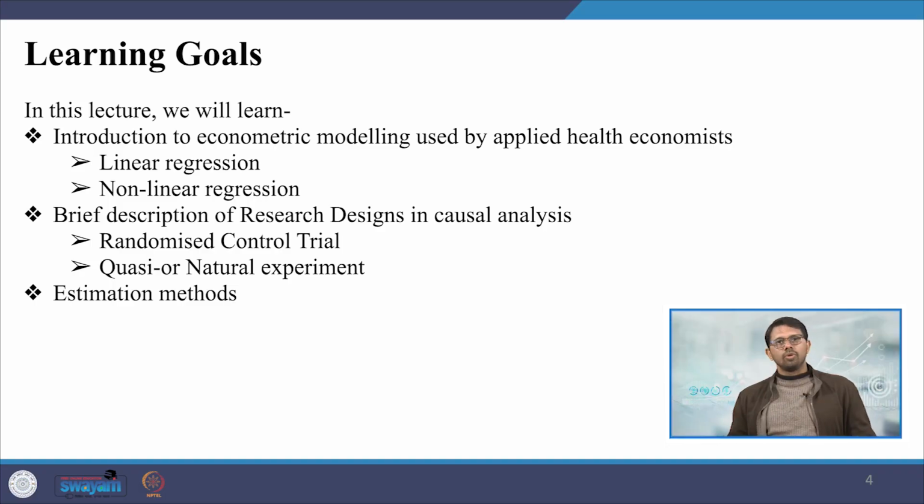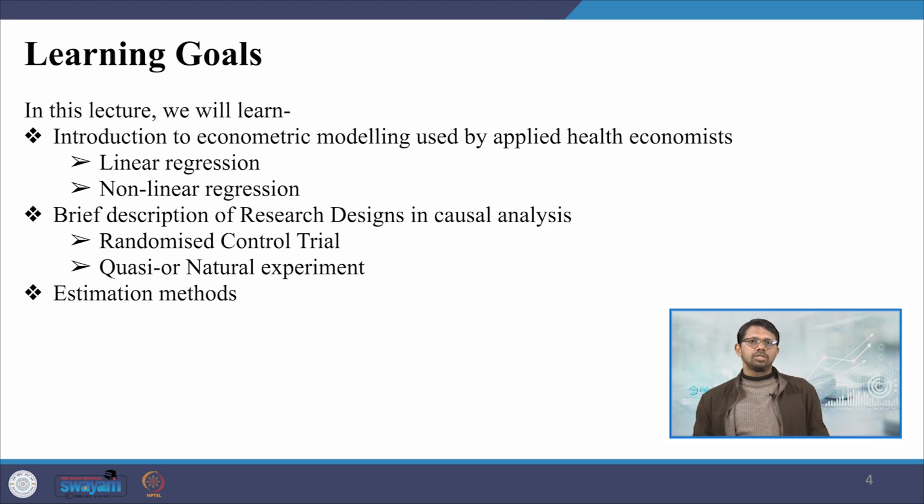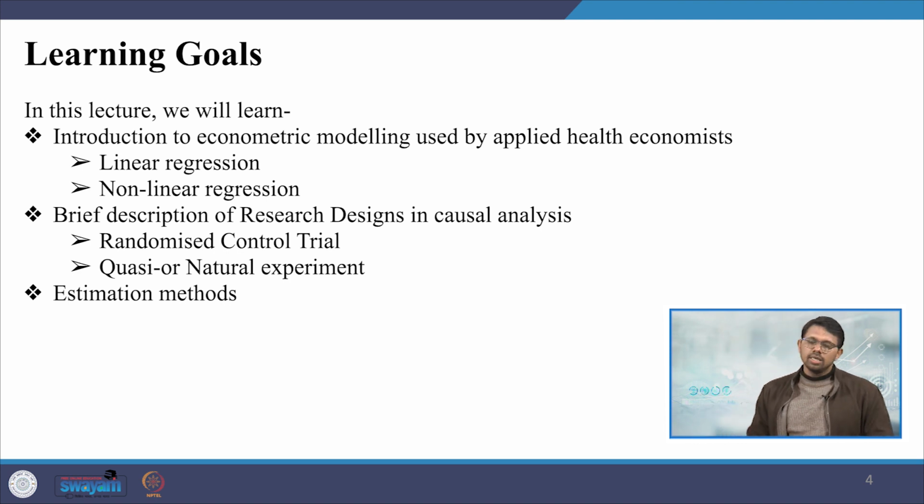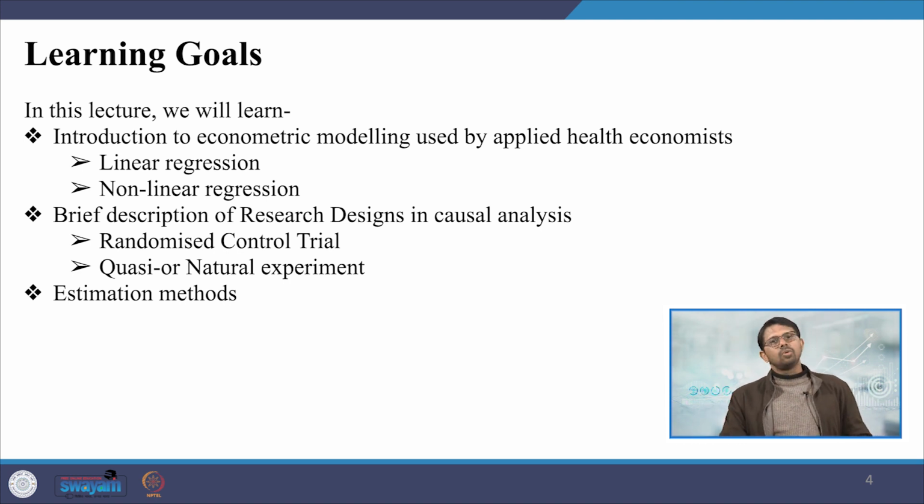Hence, in this lecture, we will learn an introduction to econometric modeling used by applied health economists. In econometric modeling, we will discuss linear regression techniques and nonlinear regression techniques. We also briefly discuss research designs in causal inference or causal analysis, where the RCT, famously known as the randomized control trial, and the quasi natural experiments.